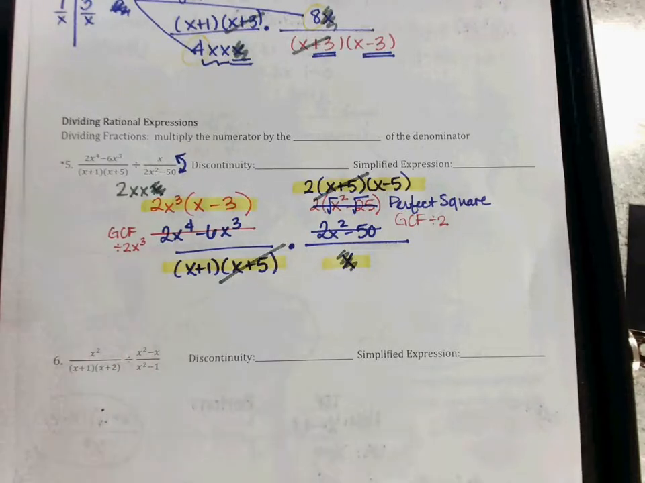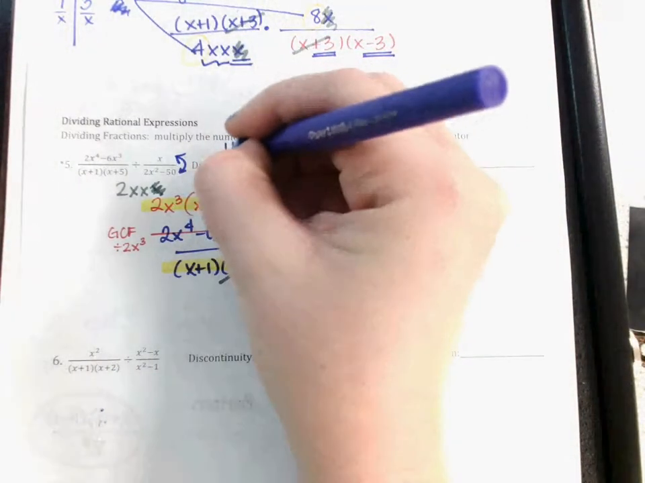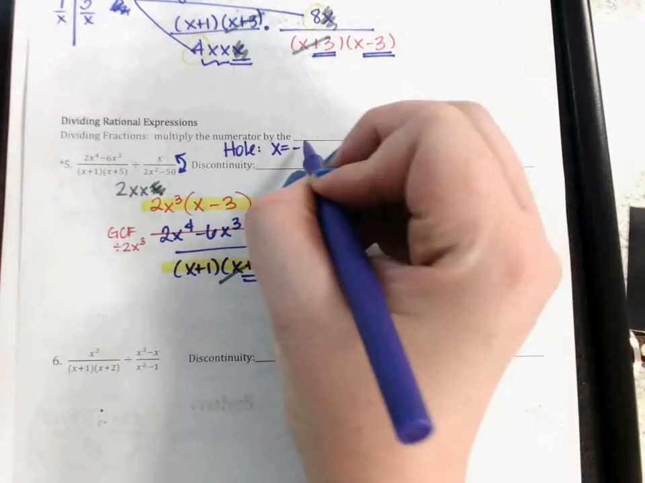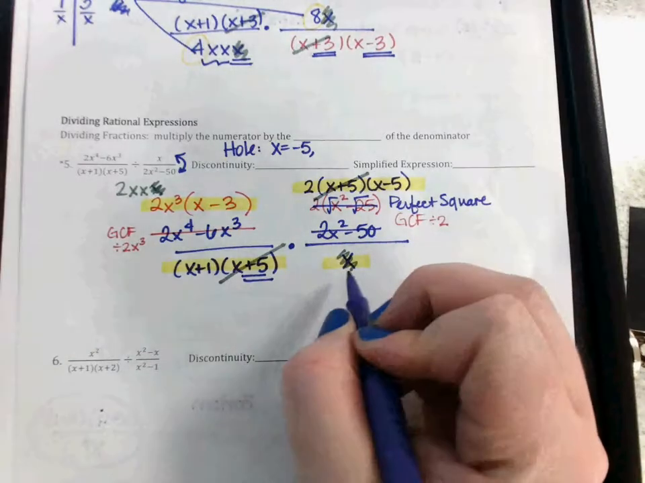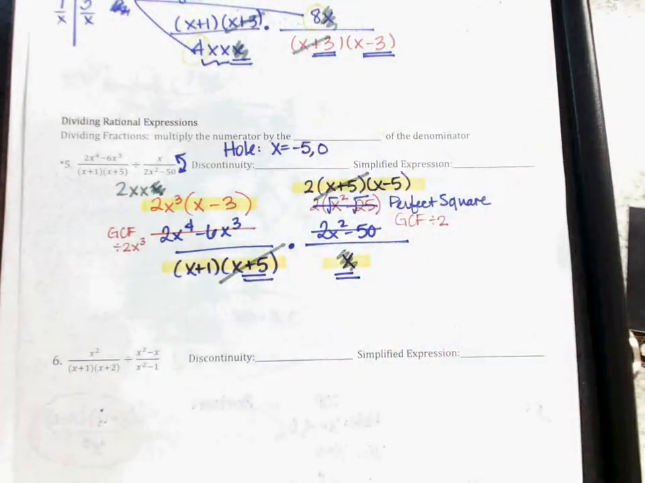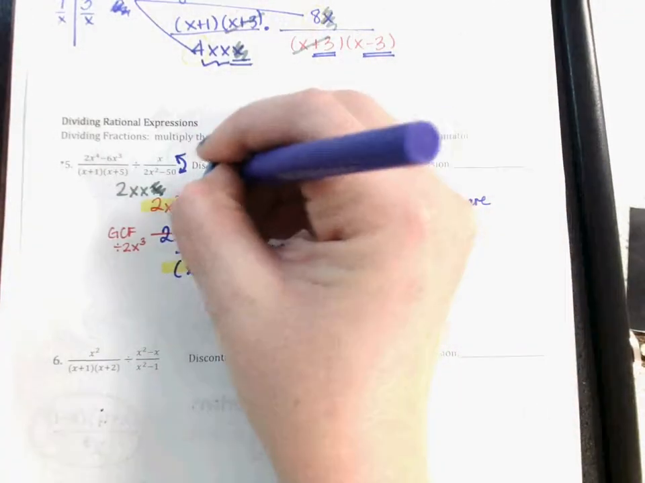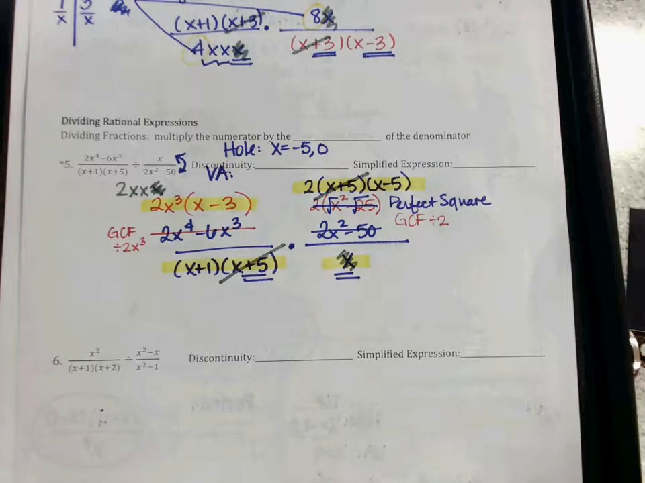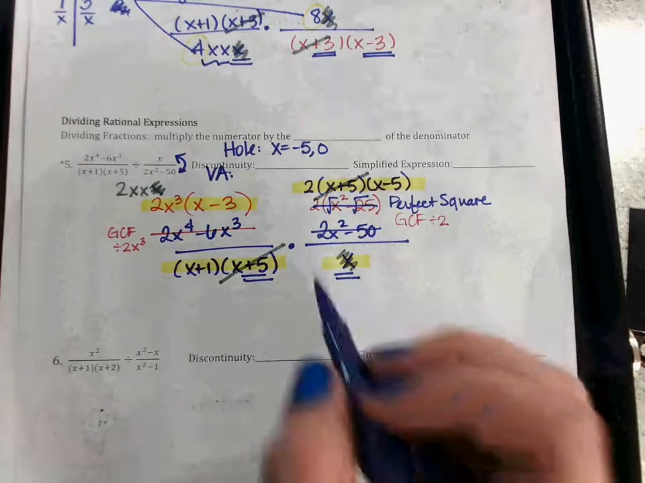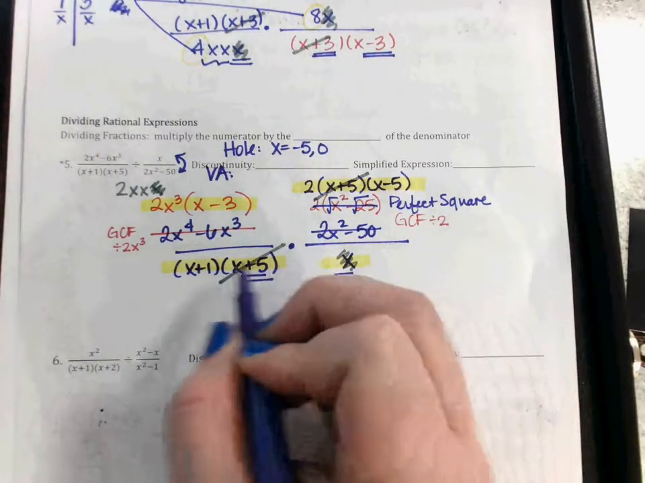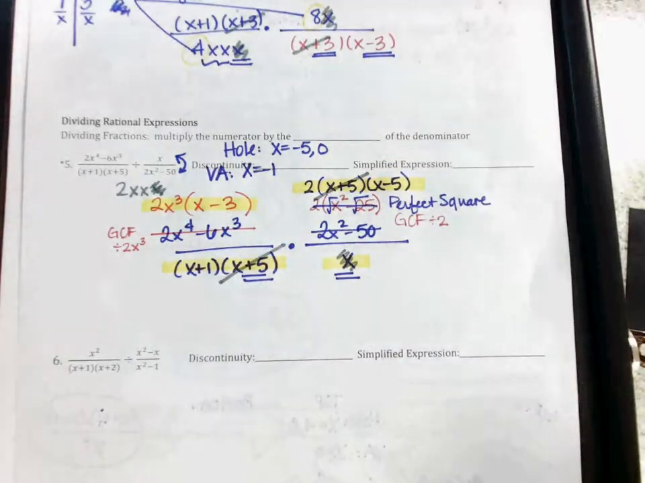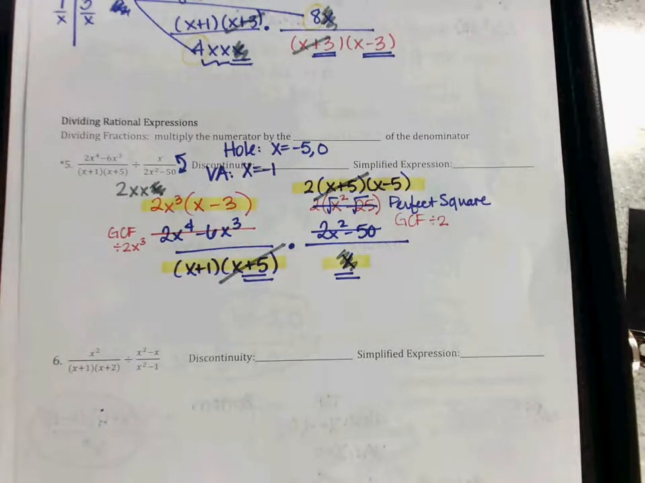Okay? So then from here, where will the holes in the graph be? Okay, negative 5 from the plus 5. And then the x by itself gives me a 0. Okay, then my vertical asymptotes are whatever's left over on the bottom, remember. So all that I have left over on the bottom is my x plus 1, which means there's a vertical asymptote at minus 1. Okay?